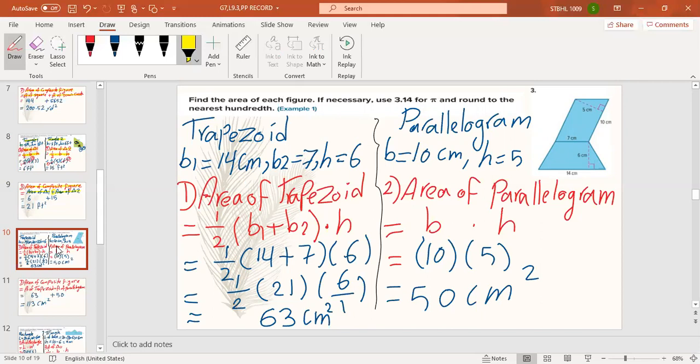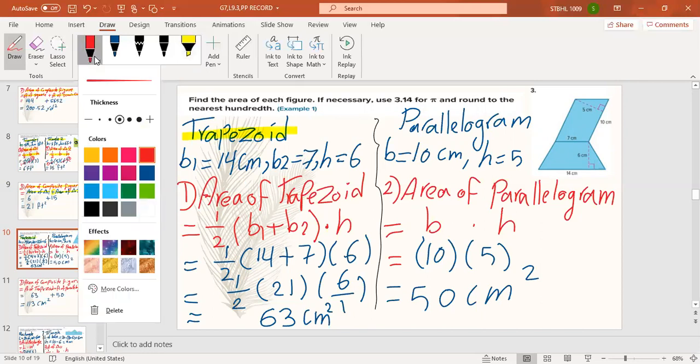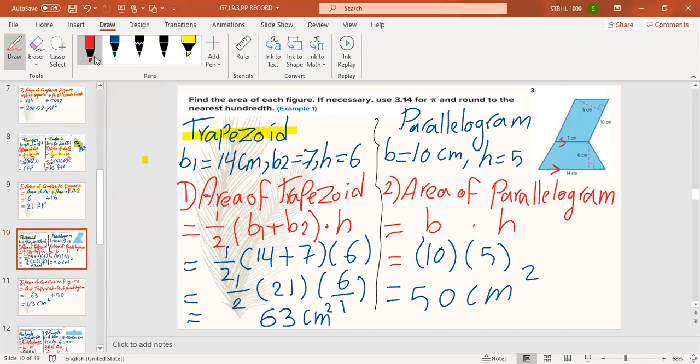The figure is composed of a trapezoid. Why trapezoid, miss? Because I can figure out the trapezoid by the two parallel bases. A trapezoid always has two parallel bases. So the down part is a trapezoid. I'll find its area first and then move to the other figure.